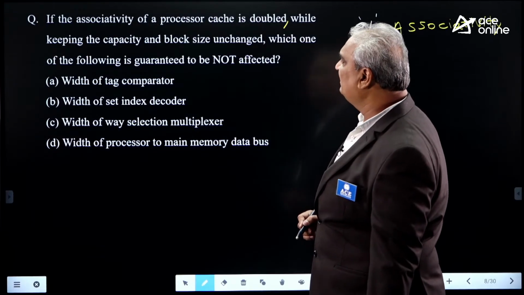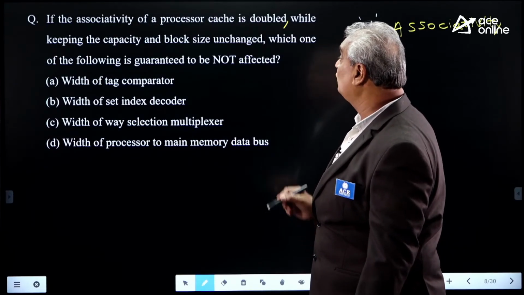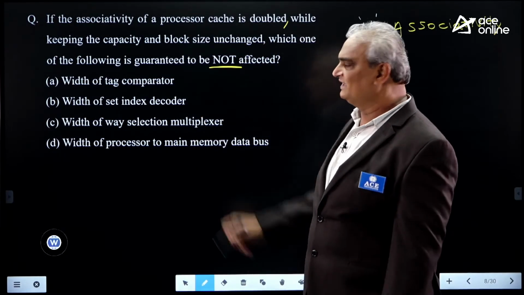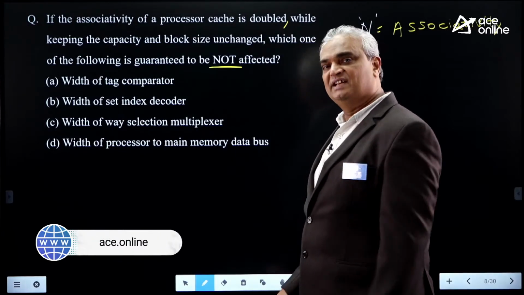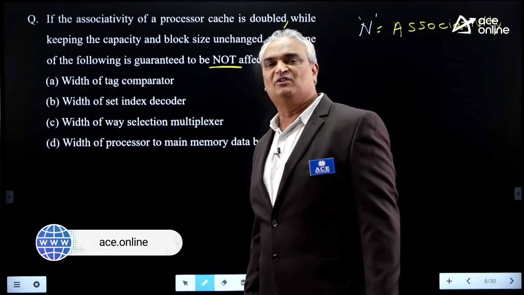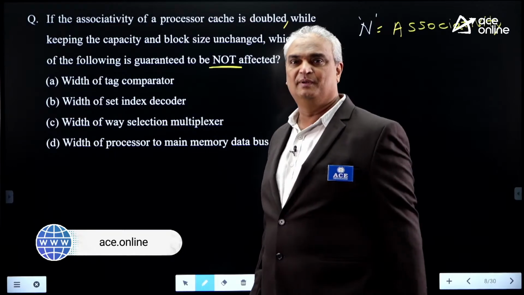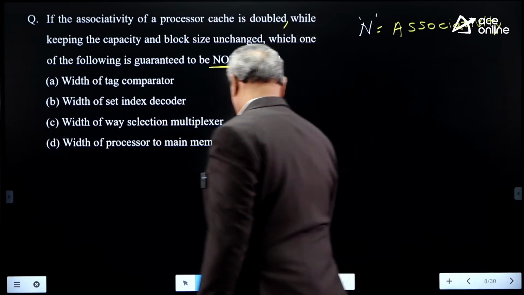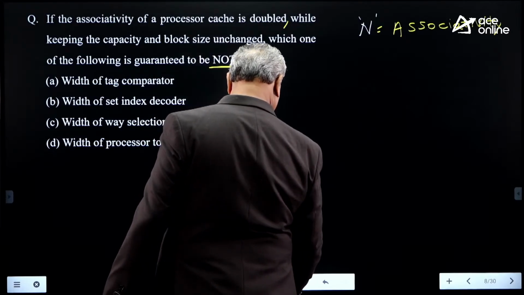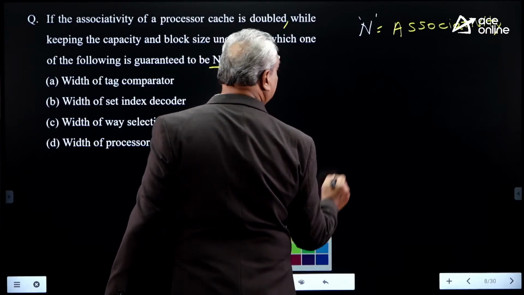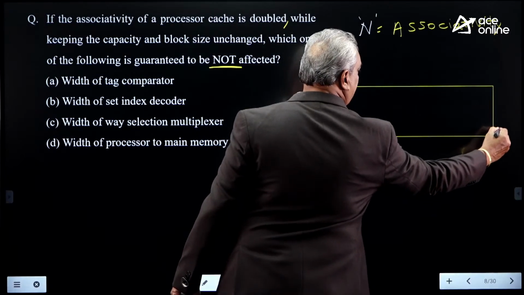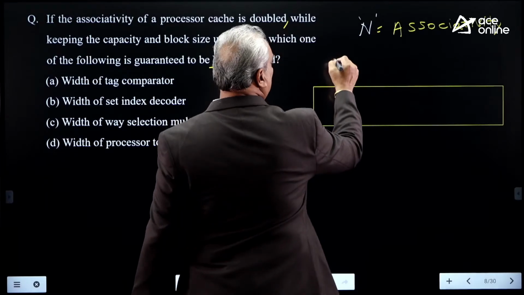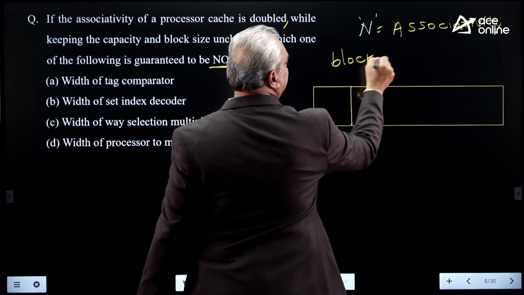Next, which one of the following is guaranteed to be not affected? Which factor is not affected? While increasing the associativity, what happens? The number of sets will be reduced, which means the set offset field will be reduced. Look here, this is the physical address format for a block set associative mapped cache.